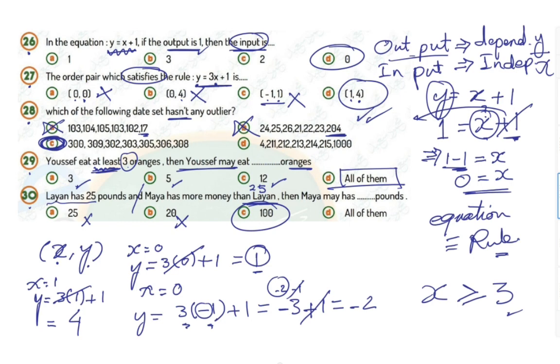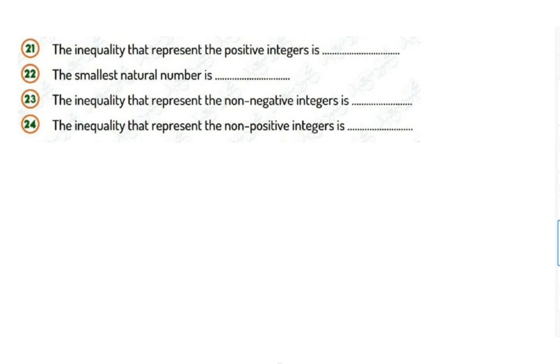Okay, now we finished the part of choose questions. Let's go to complete. Question number 2, complete. We have number 21, the inequality that represents a positive integer. Now we're talking about what?